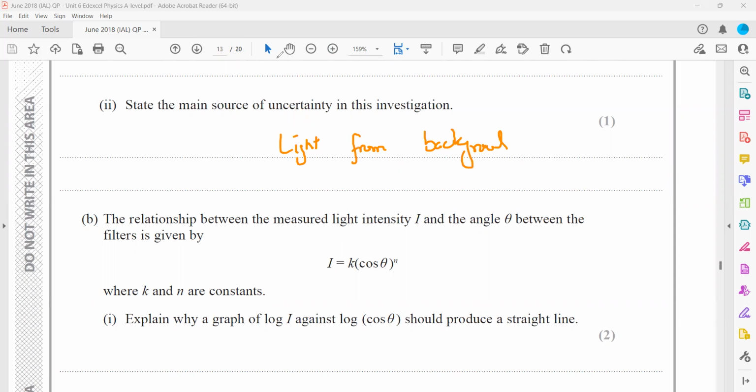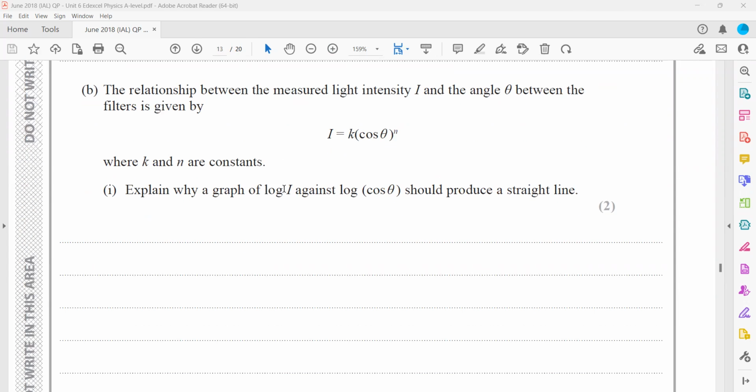The relation between the measurement of a light intensity and the angle theta is given, where k and n are constants. Explain why the graph between ln I and ln cos theta should be a straight line. So what we'll do, we'll take ln both sides. When we take ln both sides, it will be ln I equals ln k times cos theta to the power n.